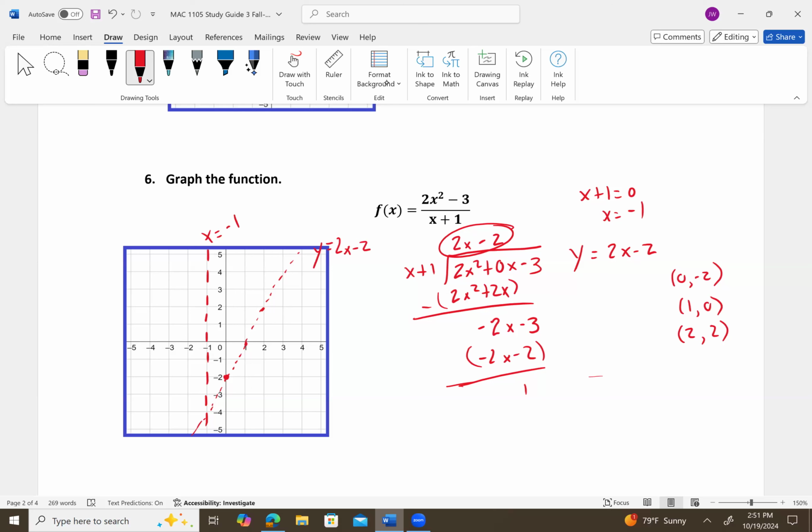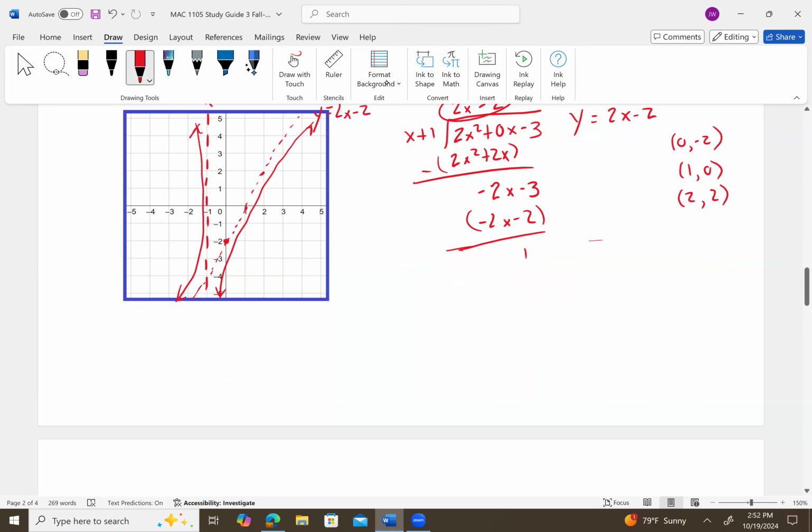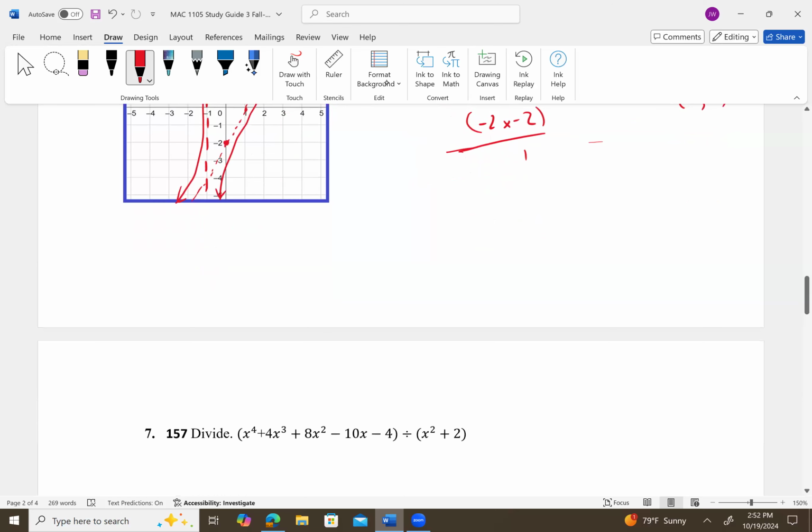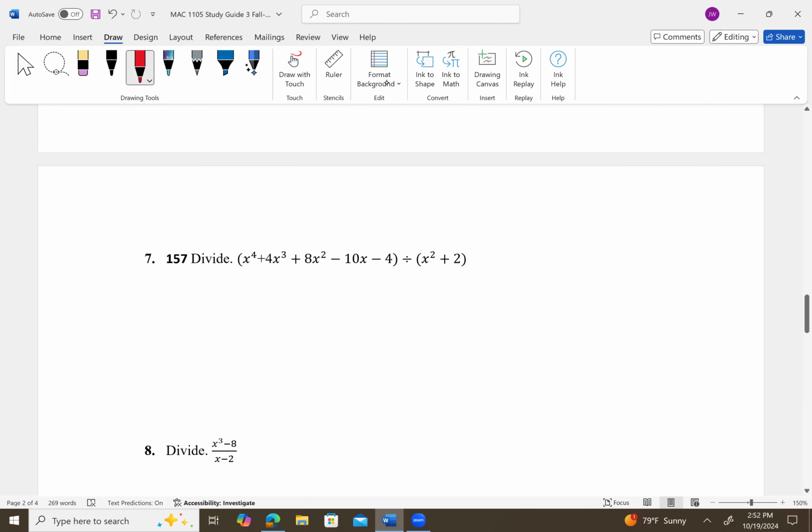Recall y equals, open parentheses, 2x squared minus 3, divided by, open parentheses, x plus 1. And you get a graph that looks something like this. And that's all I need to see. Show me the asymptotes and the general shape of the graph. Now we're just straight up dividing.